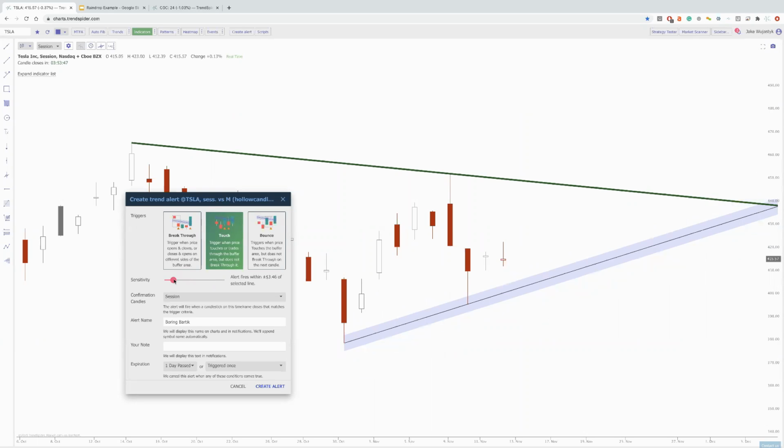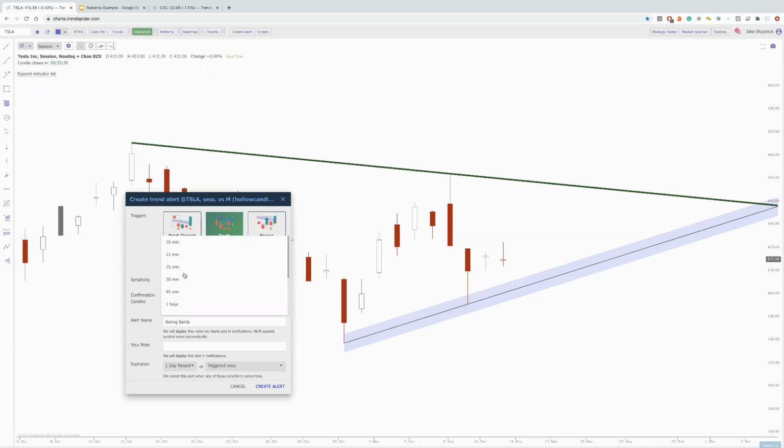It gives you a little bit of flexibility, so you're not just creating an alert that says alert me right when this line is touched. There are going to be times where that trend line just isn't touched because there's a reversal right before it gets to it, and this allows you some flexibility.